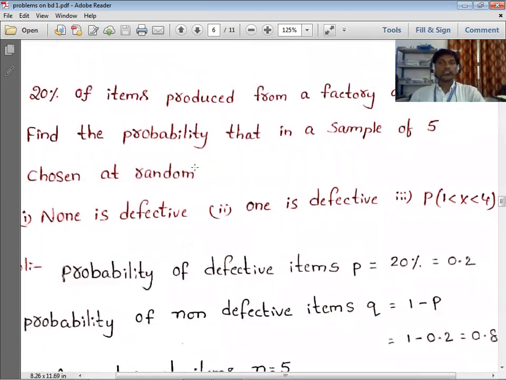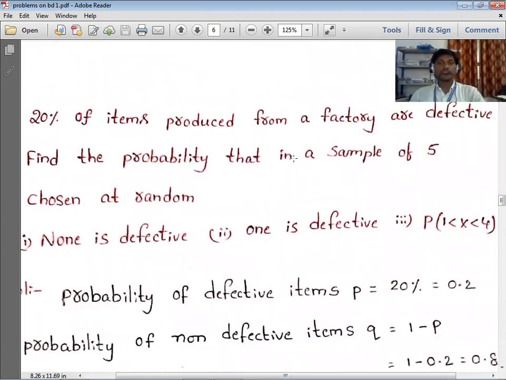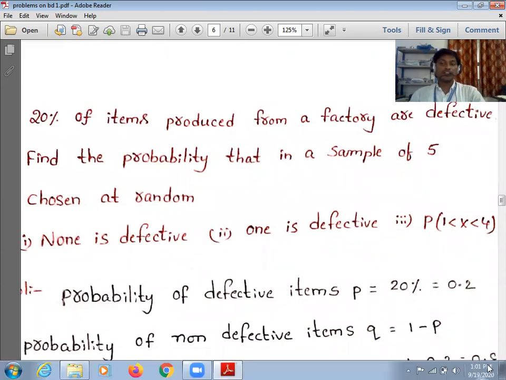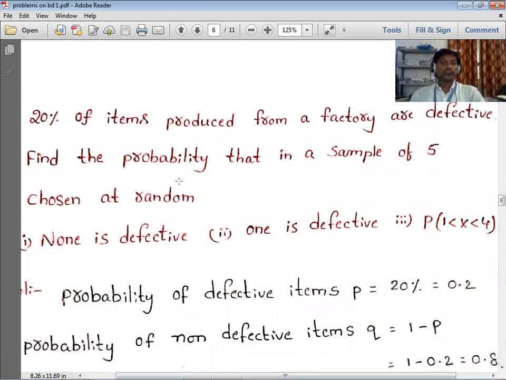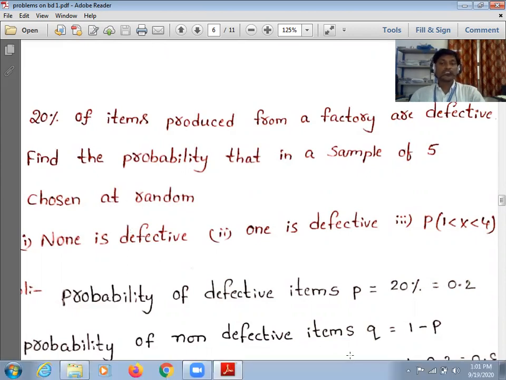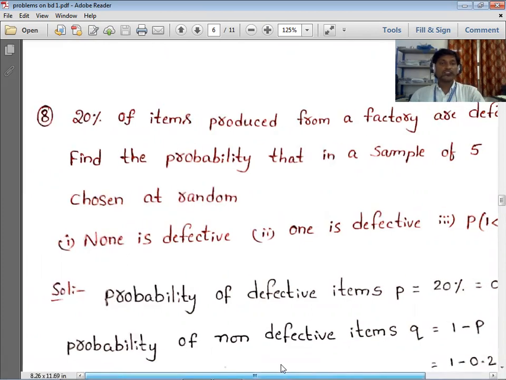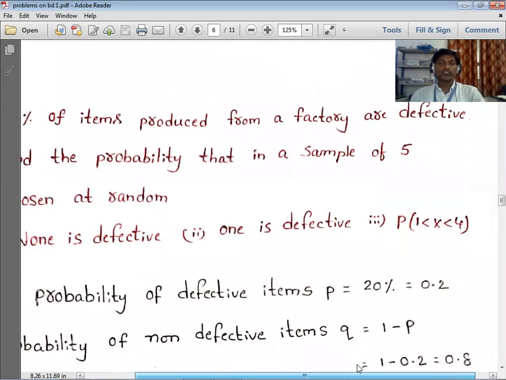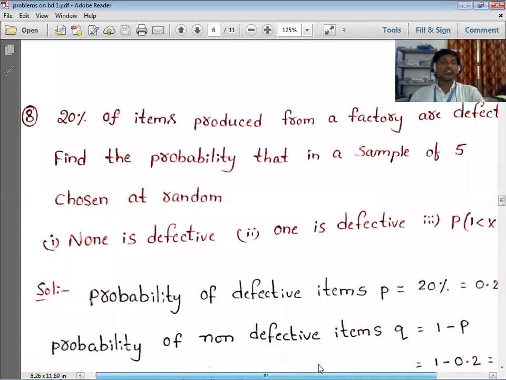Next one, 20% of items produced from a factory are defective. Find the probability that in a sample of 5 chosen at random, first, none is defective, second, one is defective, and third, P of 1 less than x less than 4. Okay, so first, here it is what they mentioned. So n we require, p we require, q we require.